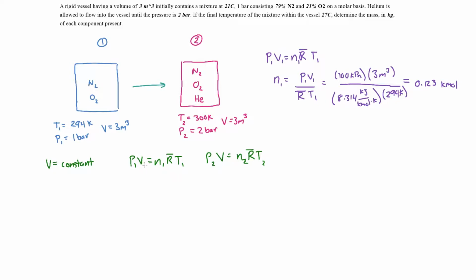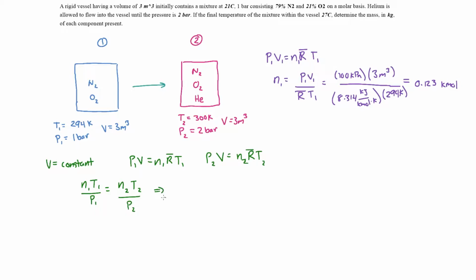Therefore, we can set the volume of both of the equations equal to each other. And just to let you know, N1 is the number of moles of the entire mixture, and N2 is the number of moles of the mixture at state 2, which includes helium. So we're going to set this equal to each other. So we could say that N1 T1 over P1 equals N2 T2 over P2.